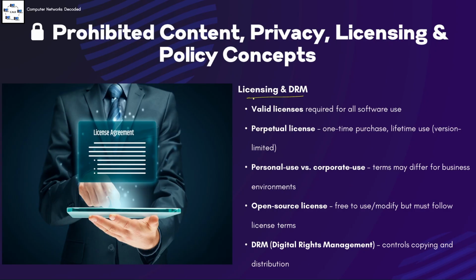Next is licensing and DRM. Valid licenses are required for all software that is used inside the organization. Perpetual licenses are one-time purchase and lifetime use, and these are version limited. Personal use versus corporate use: the terms of the license may differ for a business environment as compared to personal use. Open source licenses are free to use and modify, but must follow the licensing terms. And DRM, that is digital rights management, controls the copying and distribution of different software.